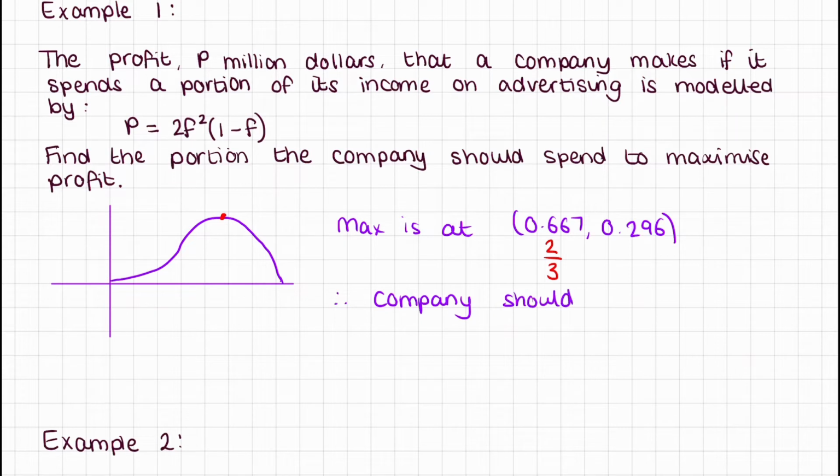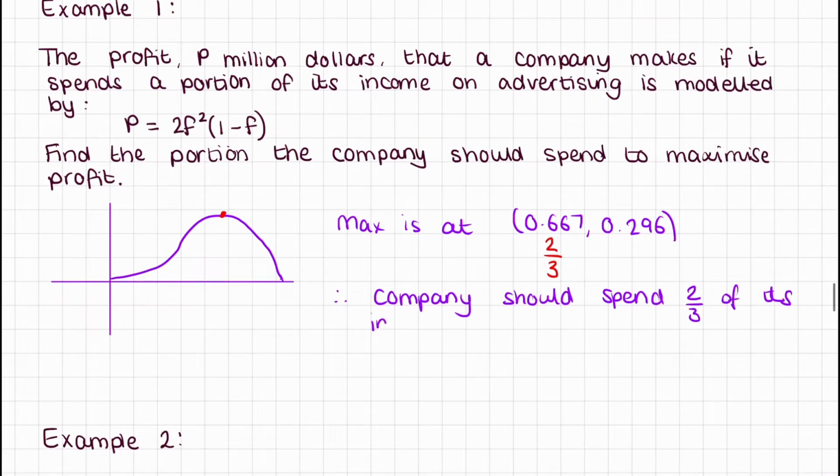Therefore, the company should spend 2/3 of its income on advertising. And that would work out the maximum profit if they did it that way. With a question like that, often you don't actually need to do the calculus aspect of it. With an equation like that, you could expand it, do the derivative and work it out from there. But if you are able to use your calculator, just do it that way.